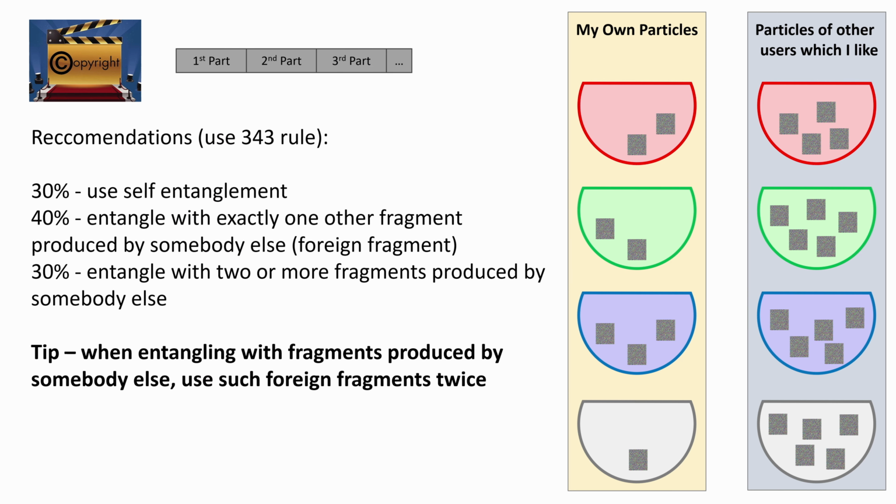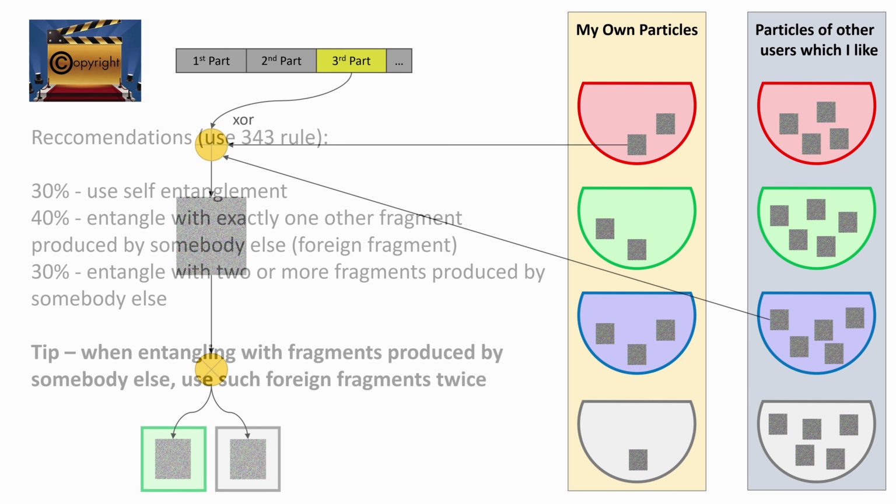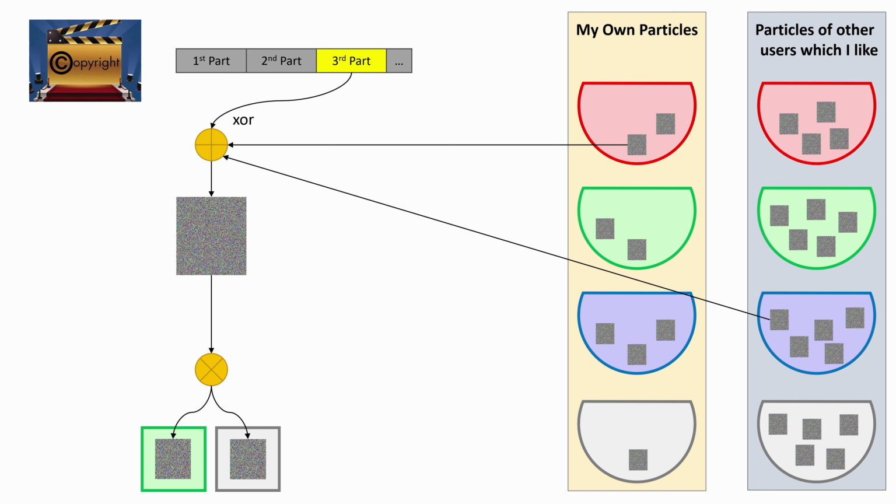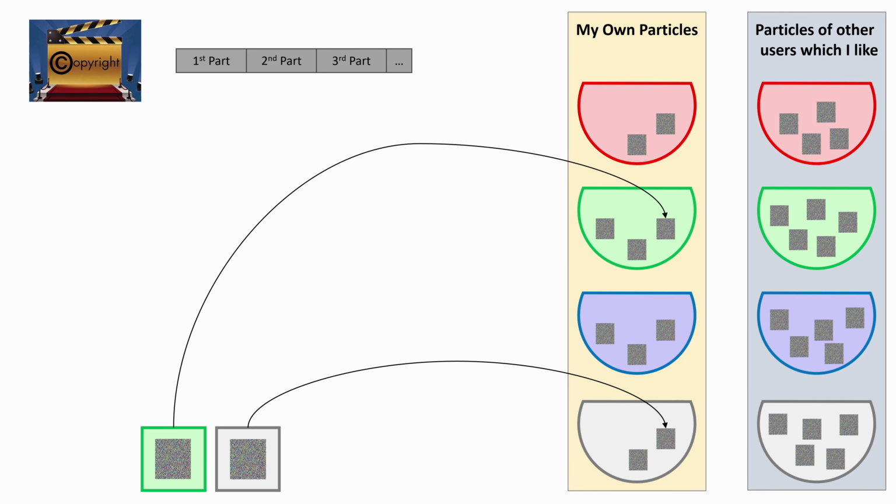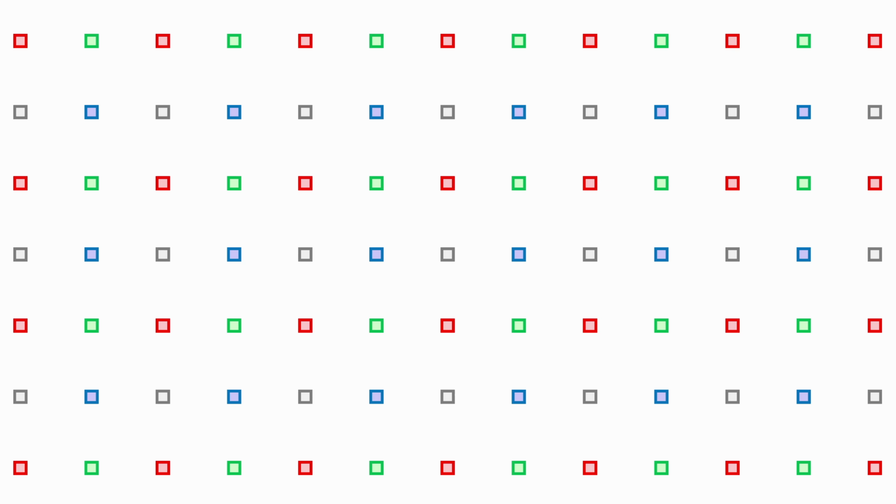Here is a helpful tip to save time, effort and bandwidth. When entangling with fragments produced by somebody else, we should use such fragments twice or 3 times. By repeating this procedure, we can process a large number of files, creating a heap of fragments representing our own file system. This is shown here with the green background. The blue and orange backgrounds represent other file systems.